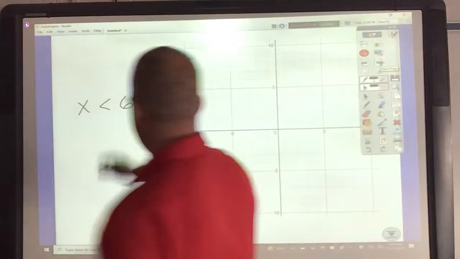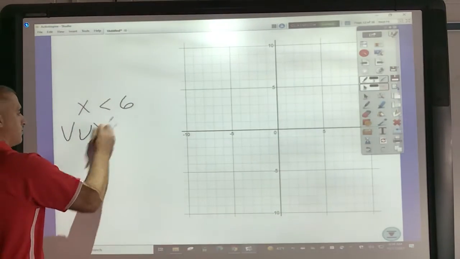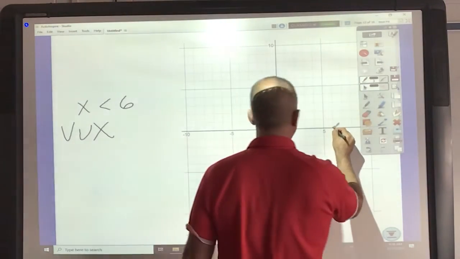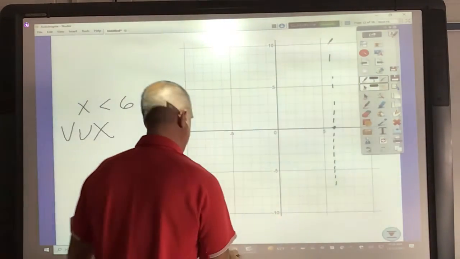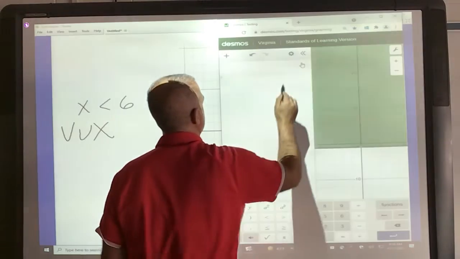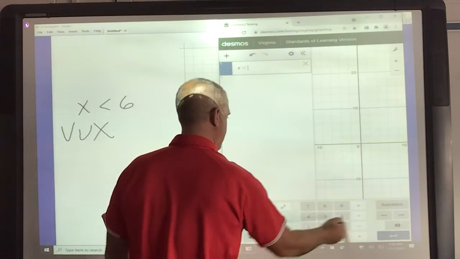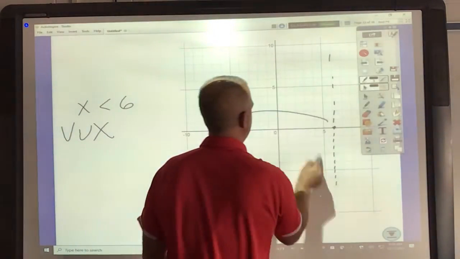Okay, this one, x is less than 6. That's a Vux problem. Okay, all right, no line underneath, so I got a dash there. Okay, x is less than 6, and that would be shaded over here.